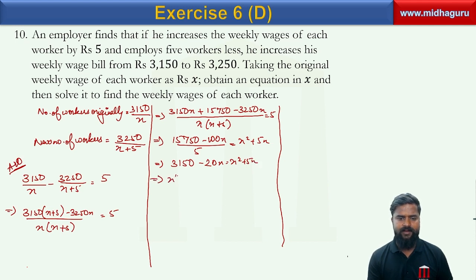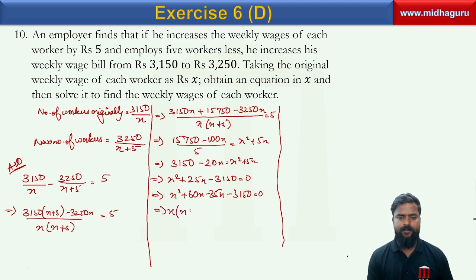Bringing all to one side, we have x square plus 25x, since this becomes plus 20x, minus 3150 is equal to 0. So now we have to solve this quadratic equation to get the value of x. Now we'll split plus 25 such that the sum of the coefficients is 25 and the product is minus 3150. So 60x minus 35x minus 3150 is equal to 0.